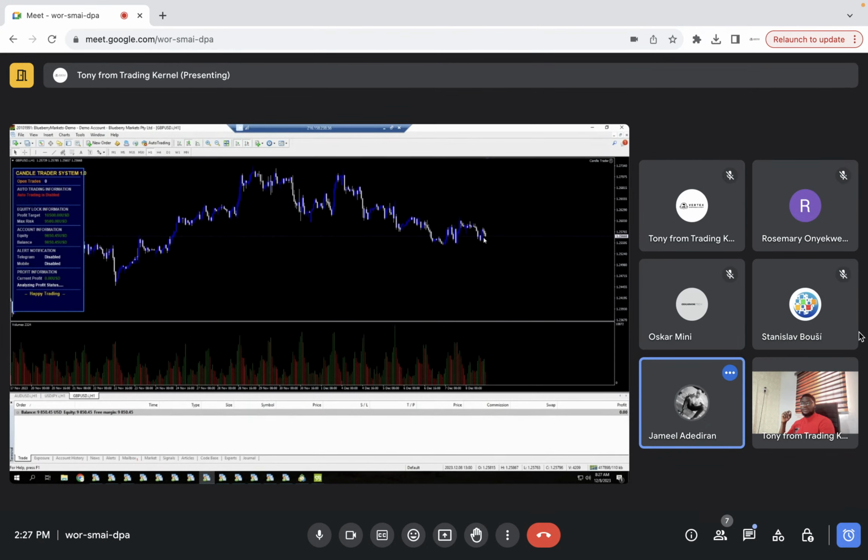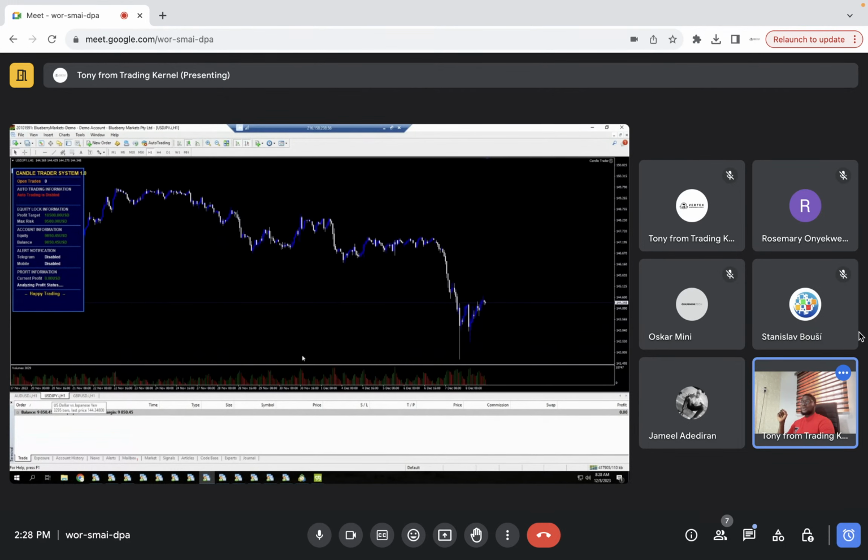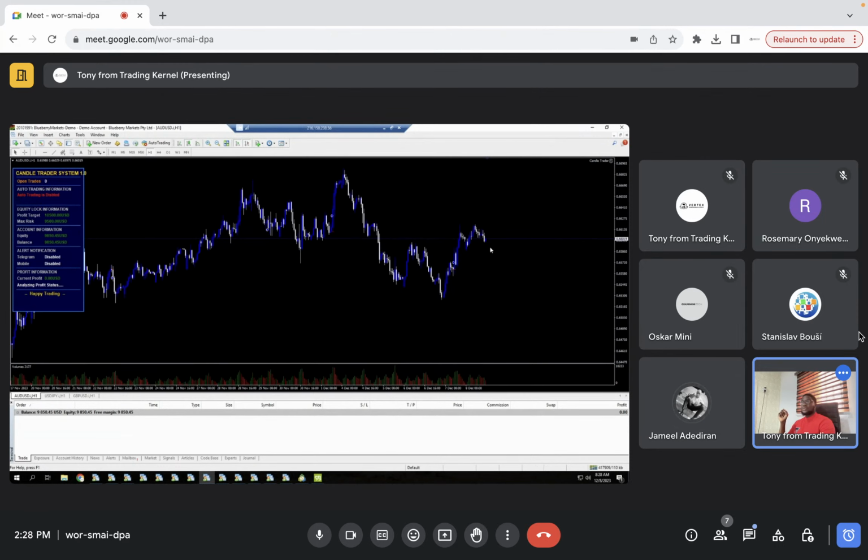NFP. So it's roughly about 2 minutes into the announcement, and you can see the market is so quiet. It's becoming so tight. You can see how squeezed these candles are. So hopefully there's a very strong move in a particular direction.